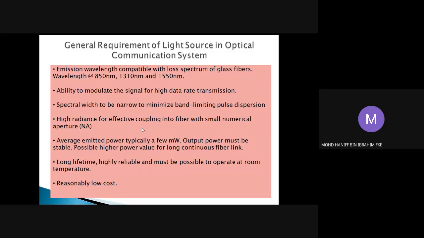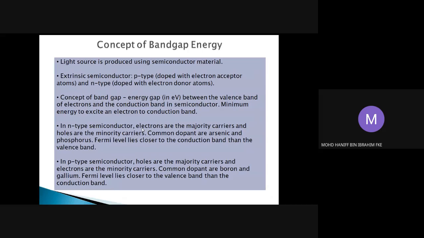Before we can start learning about the LED, we need to understand first the concept of bandgap energy. I'm not sure whether you have learned about this bandgap energy before, but most likely these topics are learned in physics, I believe.